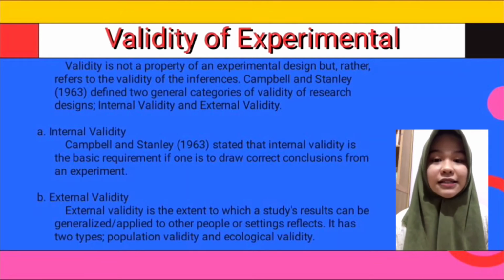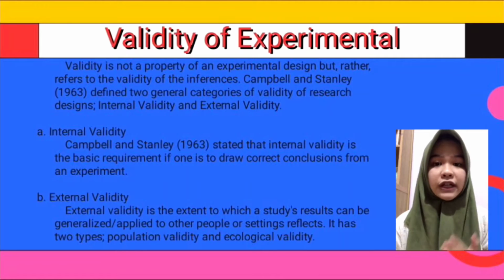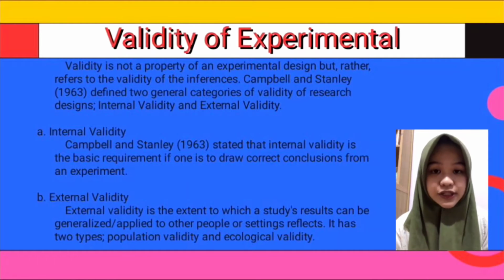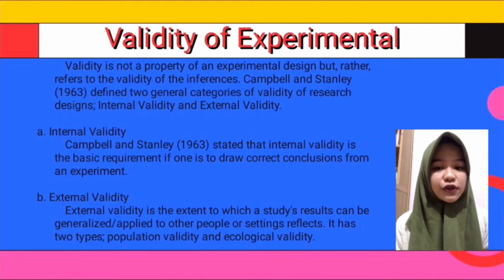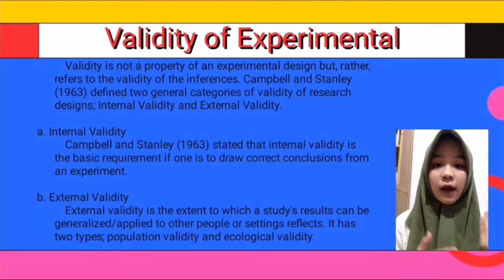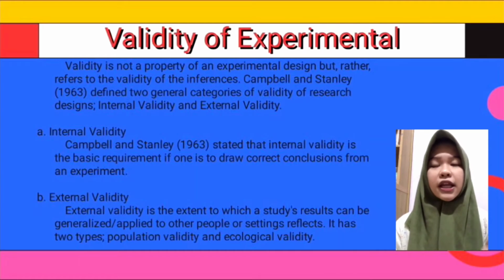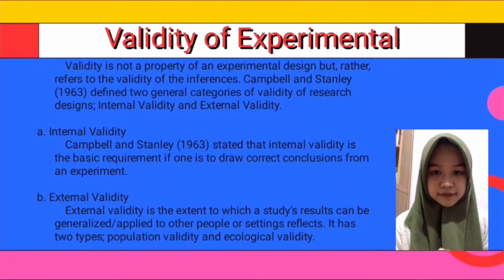Campbell and Stanley 1963 stated that internal validity is the basic requirement if one is to draw correct conclusions from an experiment. Internal validity refers to the inferences about whether the changes observed in a dependent variable are in fact caused by the independent variables in a particular research study rather than by some extraneous factors. Internal validity is essentially a problem of control.